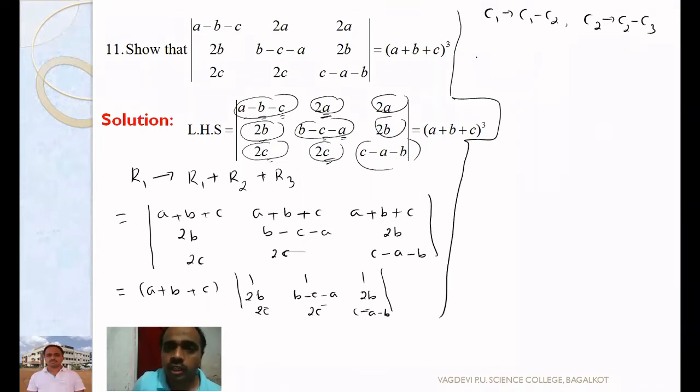So a plus b plus c I've already got here. So what do I get? C1 minus C2: this is C1, this is C2. What is C1 minus C2? C1 minus C2 means 0. I get 0 here.